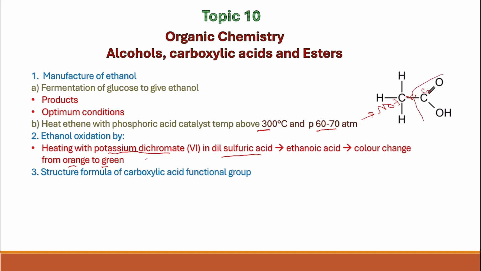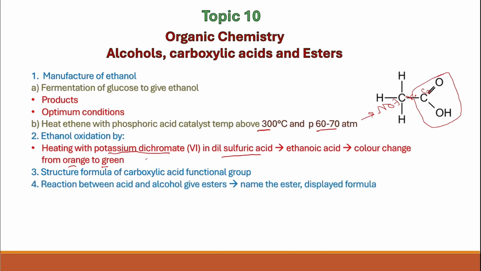Remember, this is the carboxylic acid functional group, and they tend to ask you to draw the structural formula for different compounds. It could be for the carboxylic acid, for an ester, or for an alcohol. The reaction between an acid and alcohol to give an ester is also very common. So usually when they ask about alcohol, they can ask about acids and then ask about esters because they are linked. All of them are linked together.